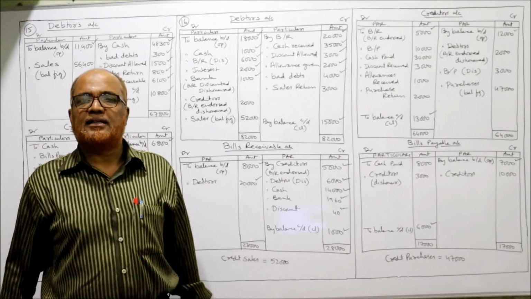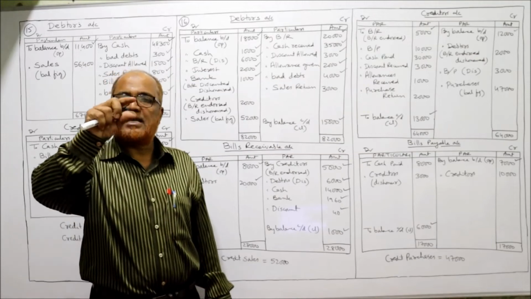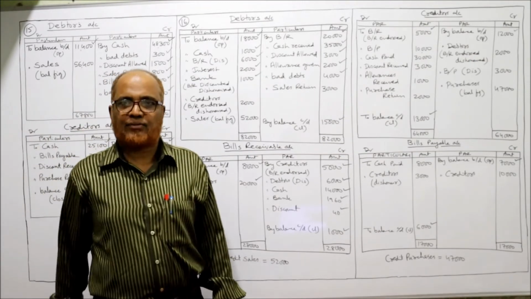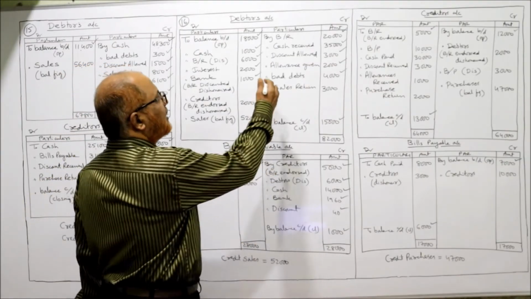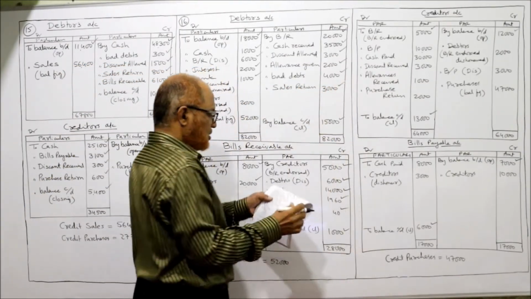Next, sales return. The entry will be sales return account debtor to debtors. So debtors will be credited by sales return, 3,000.